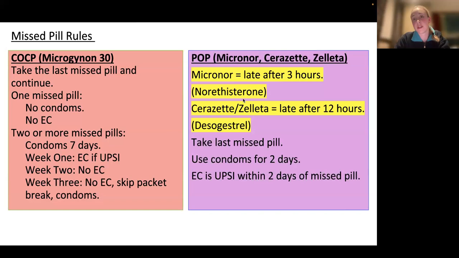And for the progesterone-only pill, again, it depends on which one. So with Micronor, norethisterone, I'm really struggling to say that one, you're late if you take it more than 3 hours after you're due to take it each day. And for desogestrel, it's after 12 hours. But the advice would be to take your last missed pill and use condoms for 2 days. And if you've had unprotected sexual intercourse within 2 days of the missed pill, then you would give them emergency contraception.